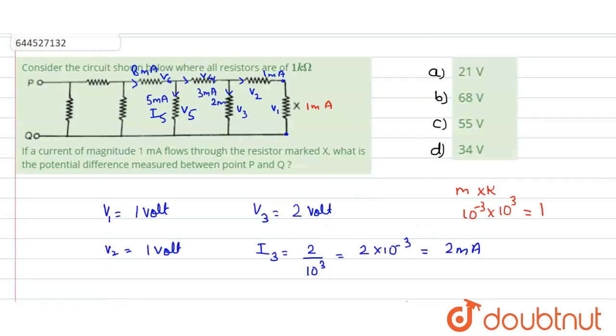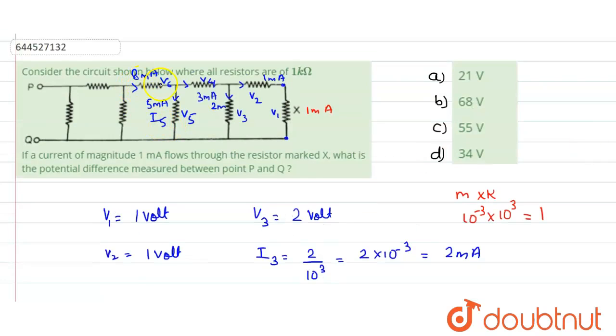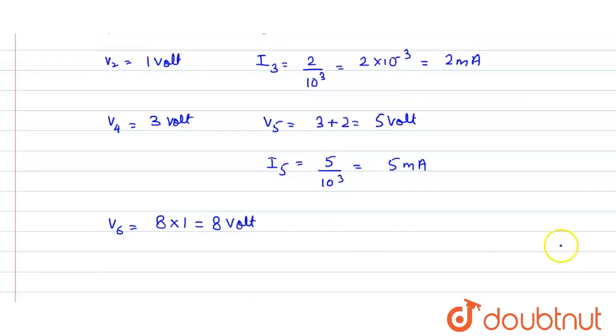Again, we apply our KVL to get the potential. This is V6, this is V7. By the KVL, V7 would be V6 plus V5. What is V6? V6 is 8. What is V5? It is 5. So our V7 would be equal to 8 plus 5, that means 13 volt.